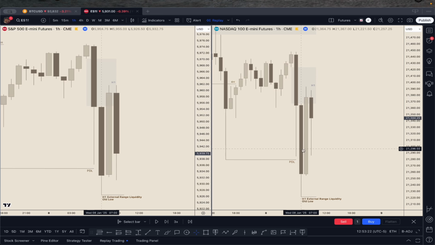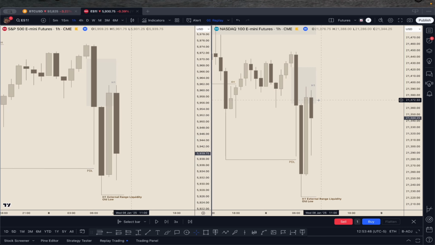It's pretty symmetrical. Prior to market open, price had already gone below previous day's low, so Tuesday's low, on both markets. That's just something I like to look out for. But I'm going to jump to the 5 minute to show you how I traded this. I actually traded away from the lows.